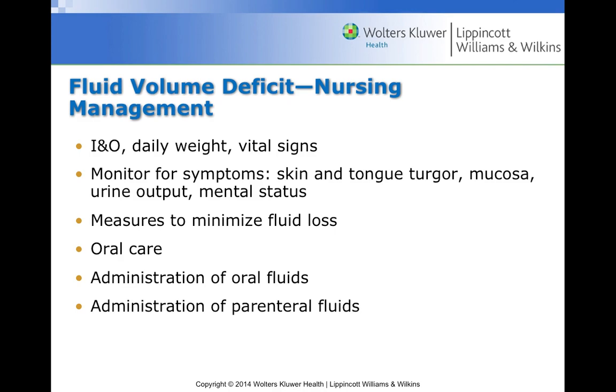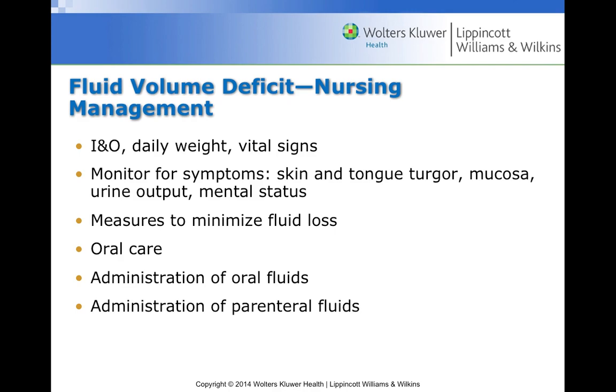Daily weights are monitored, and an acute loss of 0.5 kilograms, which is your 1 pound, represents a fluid loss of approximately 500 mLs. 1 liter of fluid weighs approximately 1 kilogram or 2.2 pounds. Please monitor your patient's vital signs. As the nurse, you want to observe for a weak, rapid pulse and orthostatic hypotension. A decrease in body temperature often accompanies fluid volume deficit unless there is a concurrent infection.